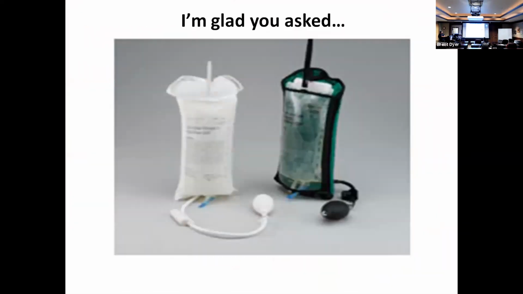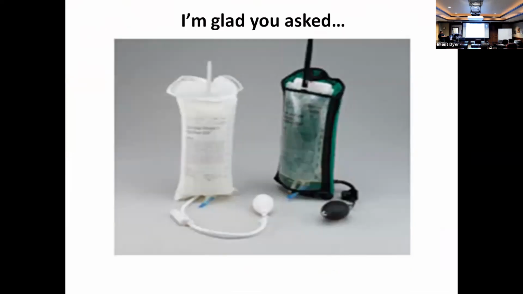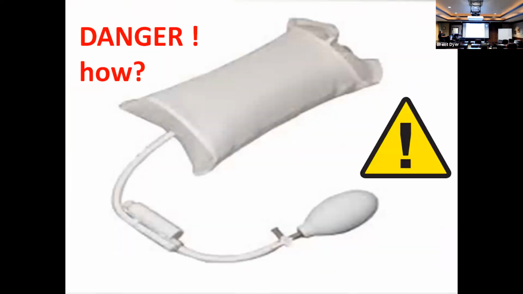All right. We talked about shock already. 10 drop versus 60 drop tubing. We've talked about that. There is a danger with this. If you are using a pressure bag, if your line loses gravity or accidentally gets turned upside down, the pressure is still on it. Normally, if it lost gravity or fell down or got turned upside down, it would quit running. But because there is pressure on it, it will keep running.